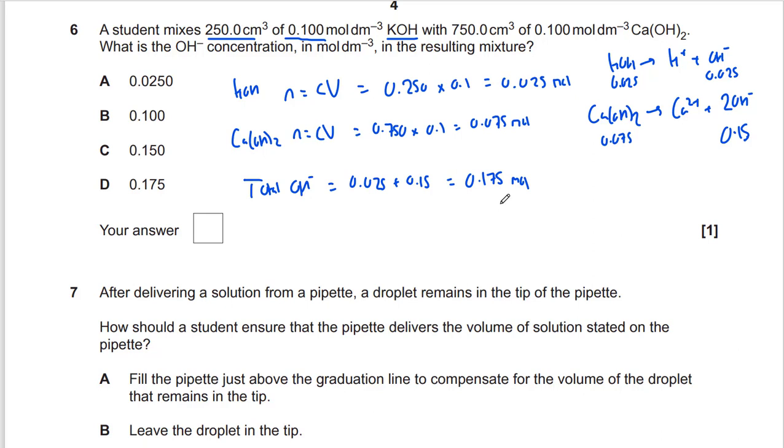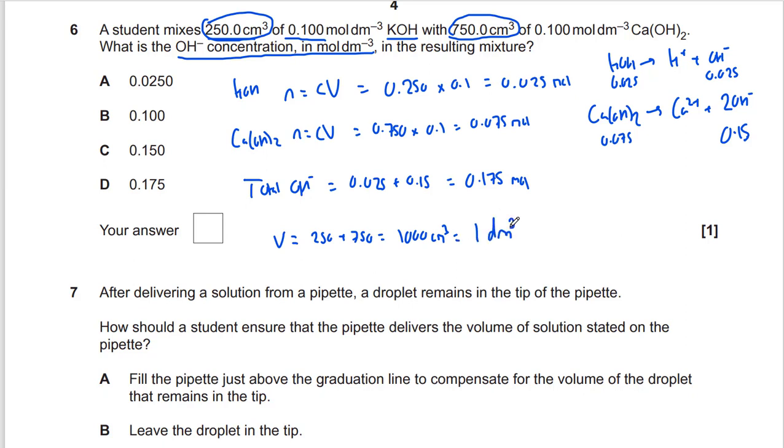0.175 moles. Now we need to work out the concentration in the resulting mixture. So the resulting mixture is going to be 250 centimeters cubed added to 750 centimeters cubed. So the volume of the resulting mixture is 250 plus 750, which is 1000 centimeters cubed, which equals 1 decimeter cubed, and that makes our final sum a damn sight easier, because the new concentration is moles divided by volume, and believe it or not, 0.175 over 1 is 0.175, and therefore the answer is D.